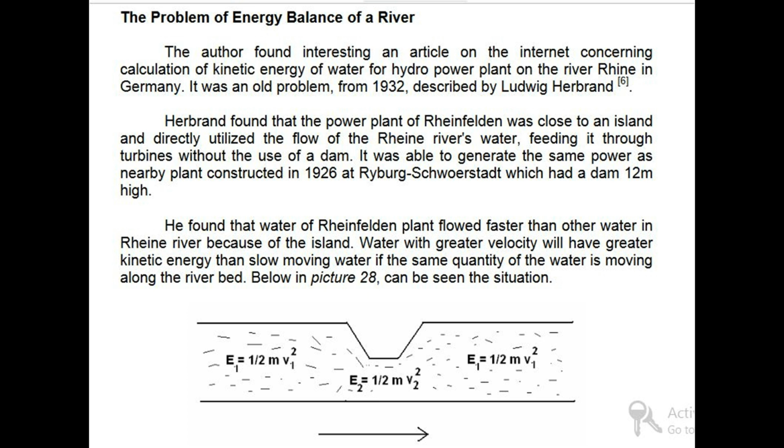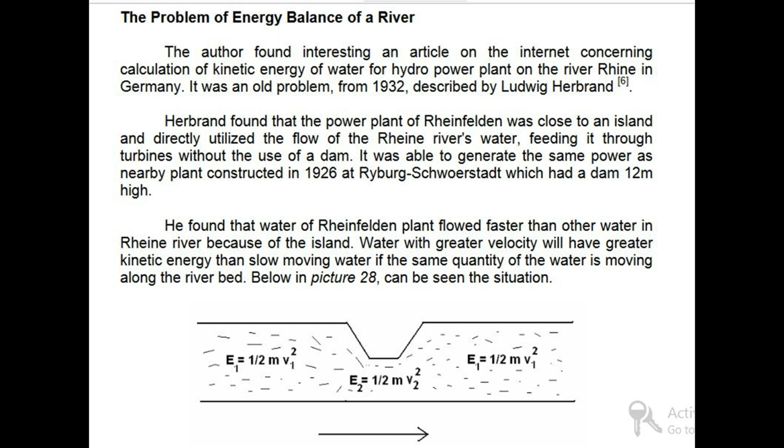The problem of energy balance of a river. The author found interesting an article on the internet concerning calculation of kinetic energy of water for a hydropower plant on the river Rhine in Germany. It was an old problem, from 1932, described by Ludwig Erbrand 6. Erbrand found that the power plant of Rheinfelden was close to an island and directly utilized the flow of the Rhine River's water, feeding it through turbines without the use of a dam.